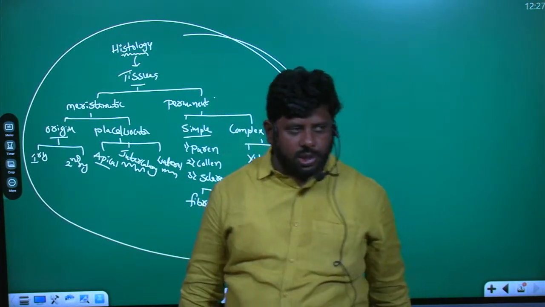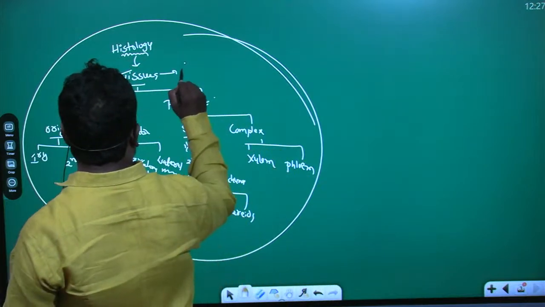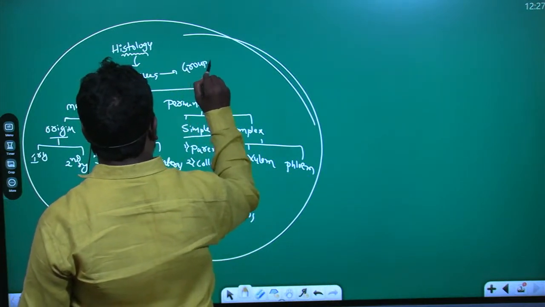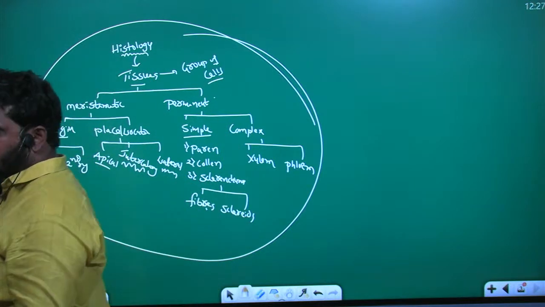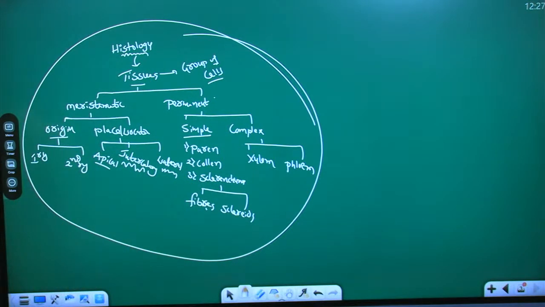What is tissue? A group of cells which are common in origin and function. Common in origin, common in function. Okay, so what is the lesson name? Histology and anatomy of flowering plants. This is histology. Then we go for anatomy.